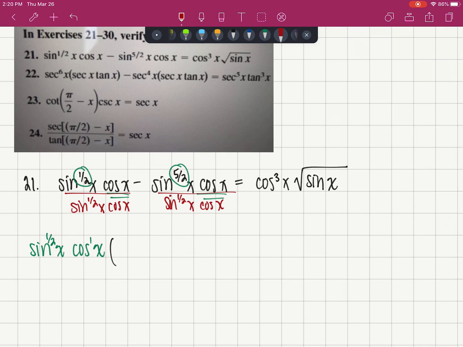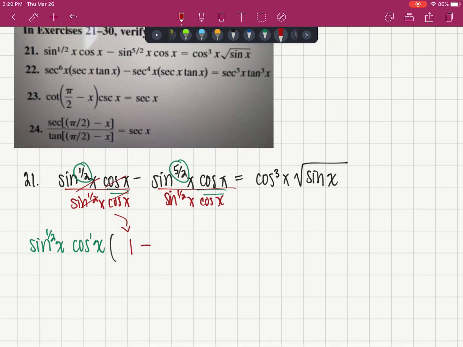When you divide it out, you know what's left for the first term? Well, that's a 1. And then what's left for the second term? When you have those exponents and you're dividing, you subtract the exponents. So 5/2 minus 1/2 is 4/2, which is 2. And then cosine over cosine cancels out. So here we have the square root of the sine of x times the cosine of x.